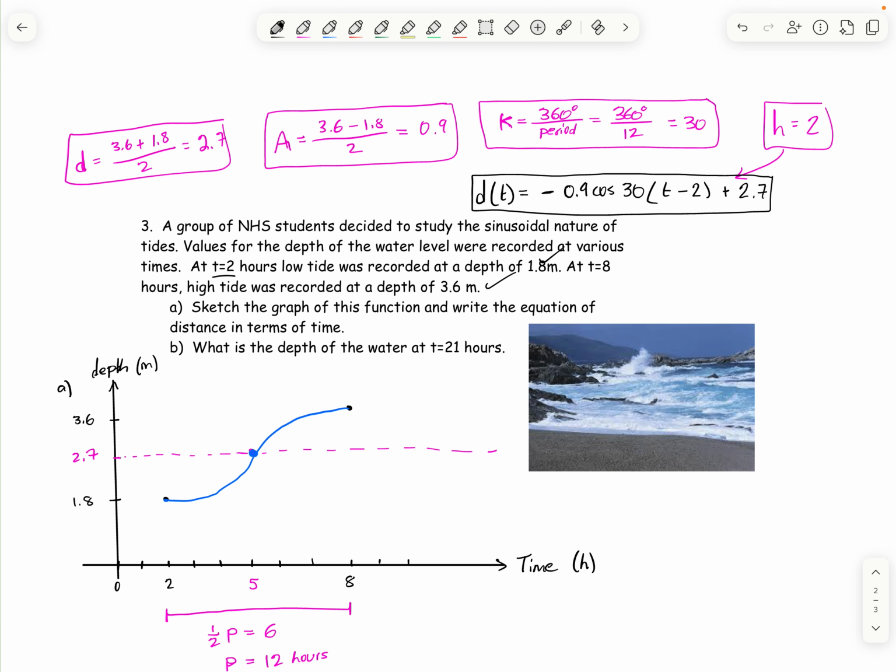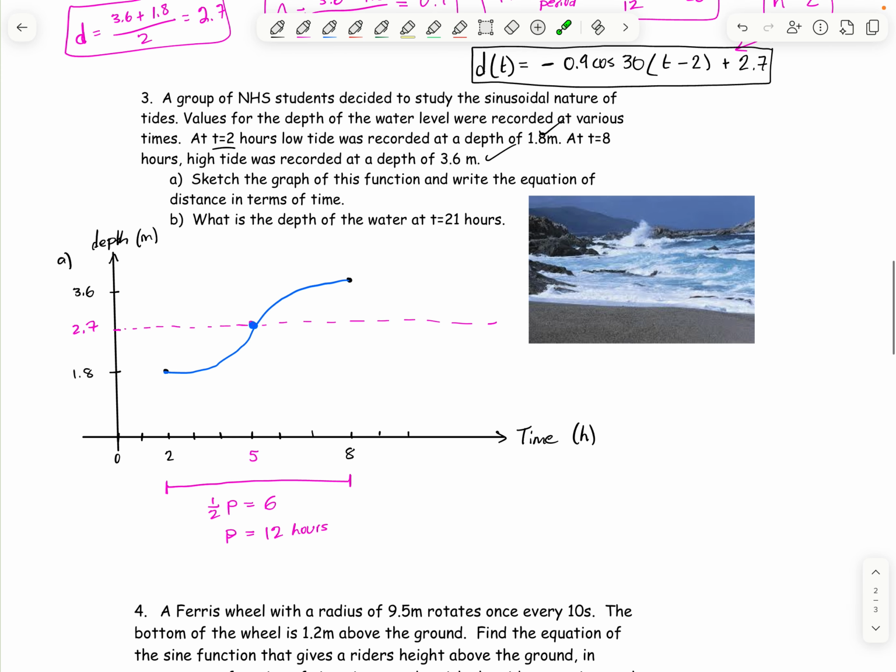Okay, and when you're given a question like that, when you calculate a model, when you get a model equation like this, you can always check, right? You can plug in values of 2 here for T and verify that it is in fact 1.8. Cosine of 0 is going to be 1, so 2.7 minus 0.9 is in fact 1.8, and vice versa. You could check at 8 as well. So those are good ways to check, and so that would give like high tide, for example, and it would work out, right? So for part B, we're done with A.